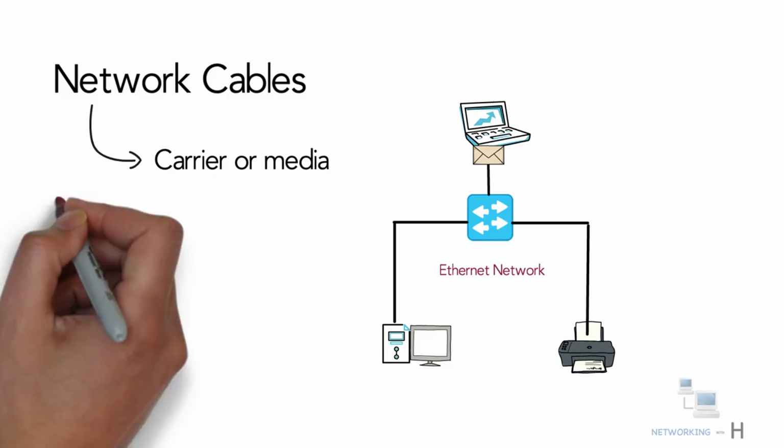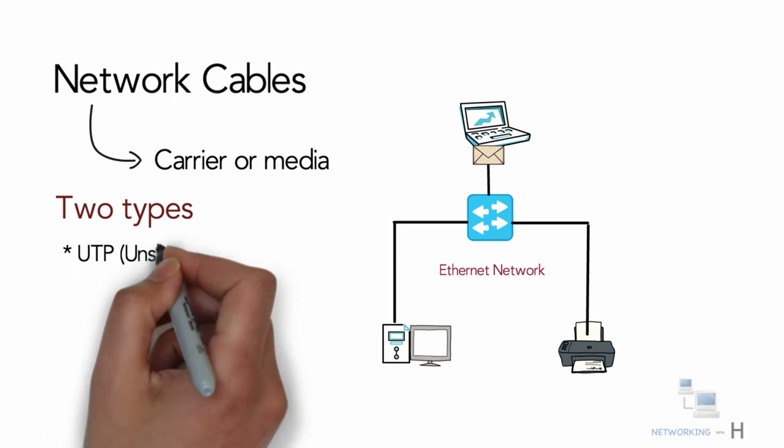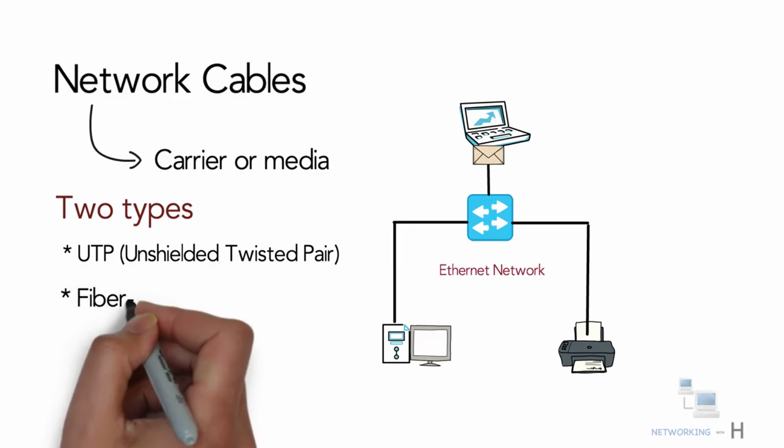There are two types of cable we can use for Ethernet networks: UTP, unshielded twisted pair, or copper cable. The second one is the fiber cable.